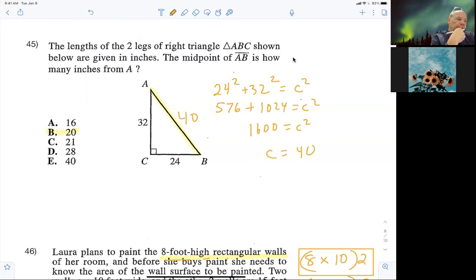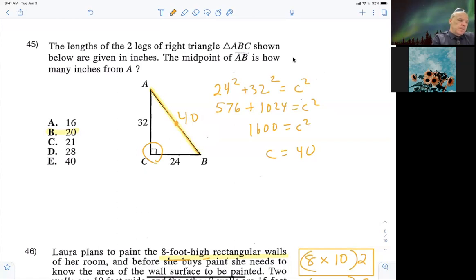Now the midpoint of AB is right here, correct? And so that's 20 units away. Because it's a right triangle, remember? Right, and I have to find the midpoint of AB, right? I have to go right in the middle. Everybody happy with that? That's not bad.